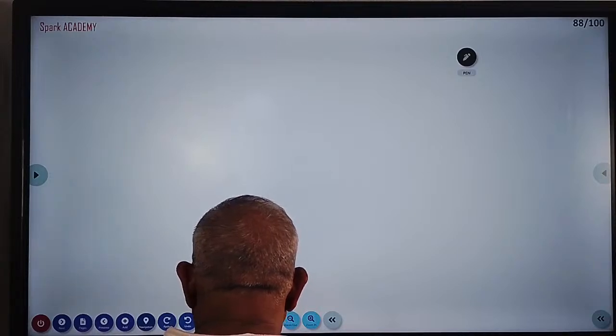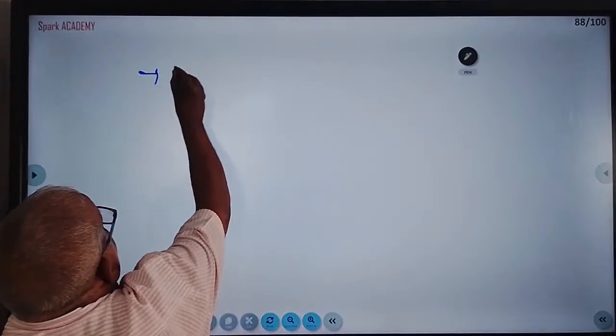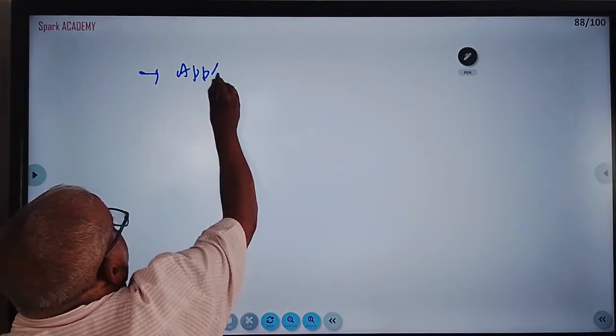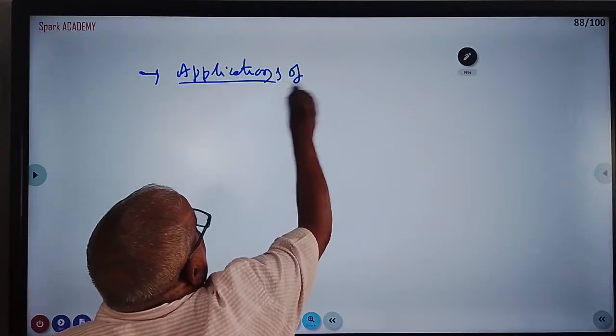What are the applications of microwaves? Please study in the book. Student, I am writing something. What are the applications of microwaves?